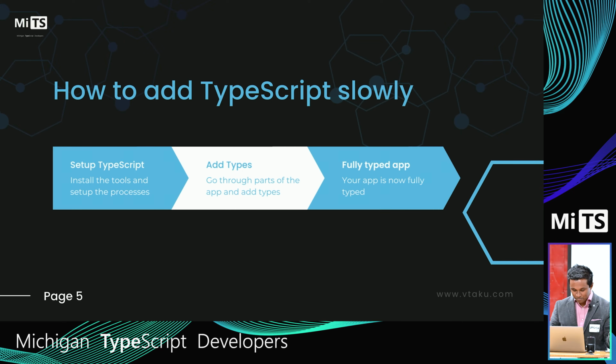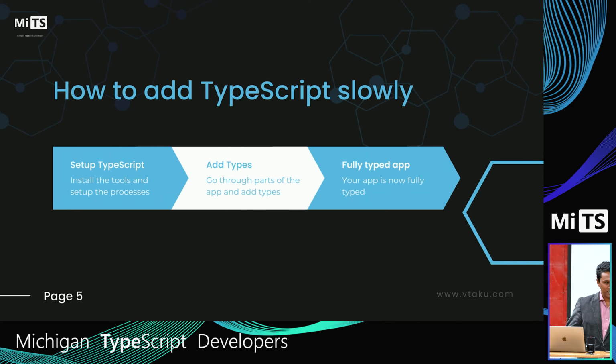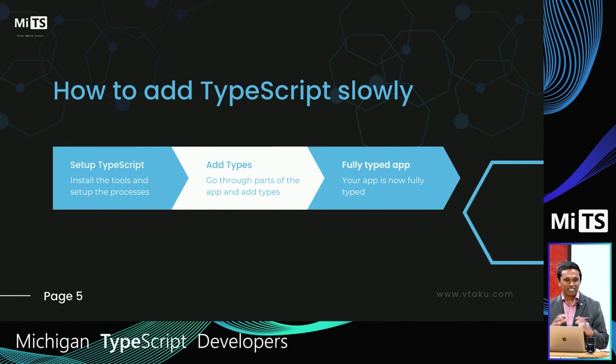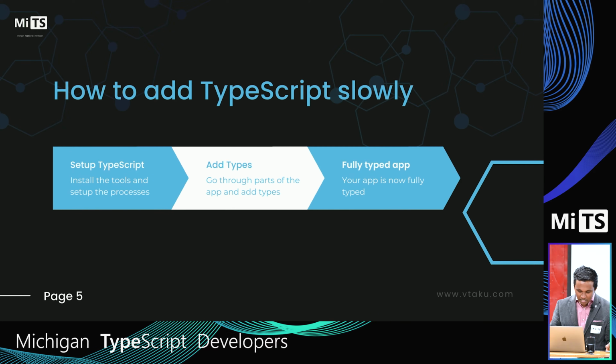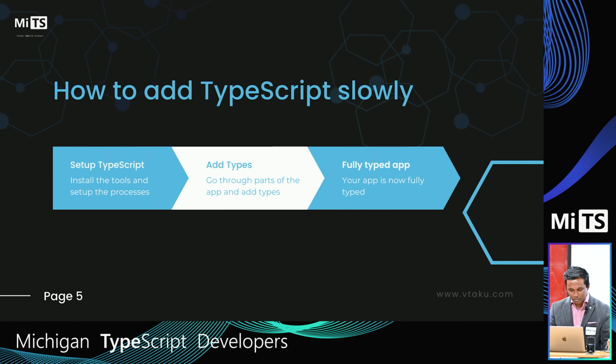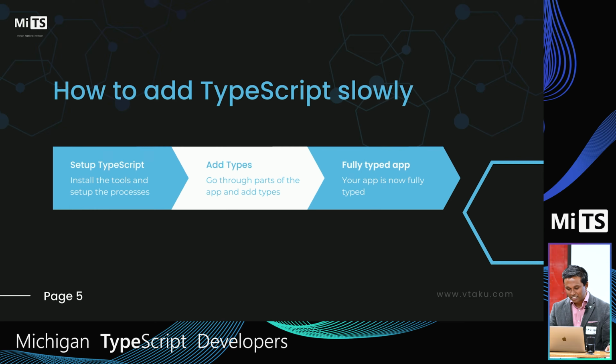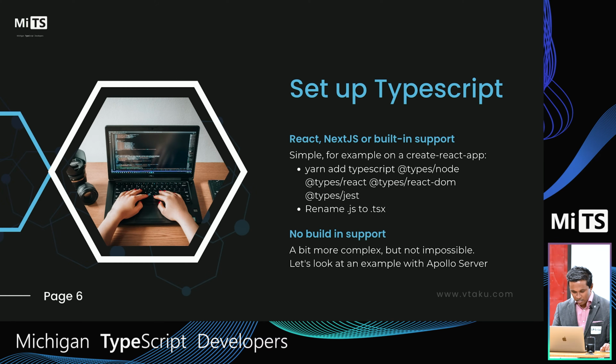So I broke it up into 3 things. This might sound simple, but I like to break things down. The first thing is, you have to set it up. The second piece is you have to add the types, and then you're winning, you're profiting at the end where you're a fully typed app. We're going to go through each one by one.